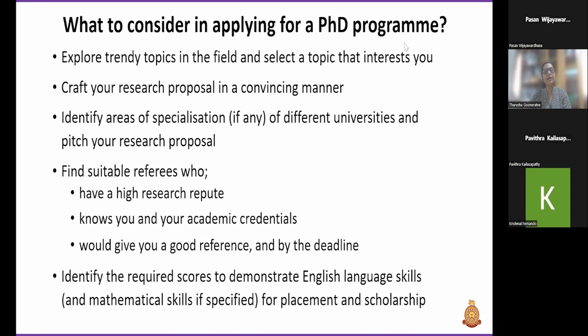Then identify areas of specialization, if any, of different universities and pitch your research proposal. Sometimes you may realize that the fact that you were offered a placement, and more importantly, a scholarship, was because of the particular area of your proposal. So if it really matches the priority areas or areas in focus of that university or the department, then they would be more receptive to your research proposal.